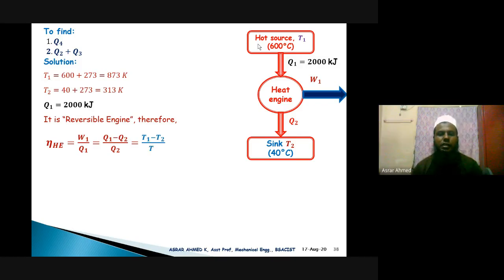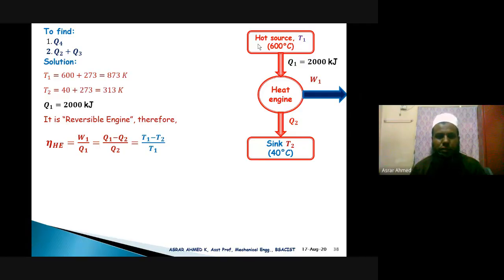Any clarification in this? We have solved the problem using this equation. That is why I have solved the problem separately for heat engine, separately for refrigerator, separately for heat pump, so that if it is combined, then you can easily understand.